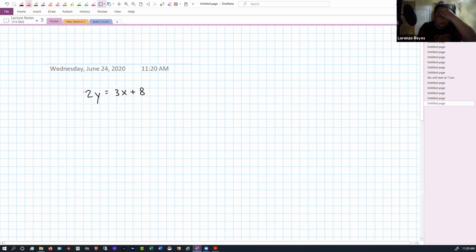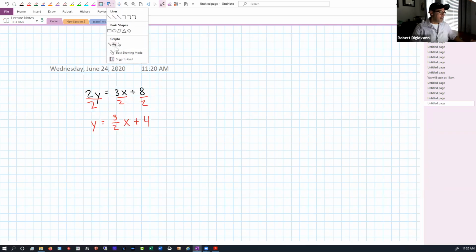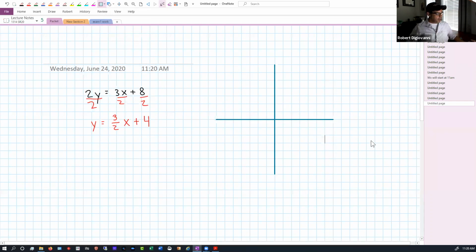Get the y by itself. So we divide both sides by 2. So we should get y equals 3 over 2x plus 8 over 2, and 8 divided by 2 is 4. So there it is, our linear equation in 2 variables written in slope-intercept form. So can we identify the important parts? What's m for us and what's b for us? So m is 3 over 2, and b is 4.